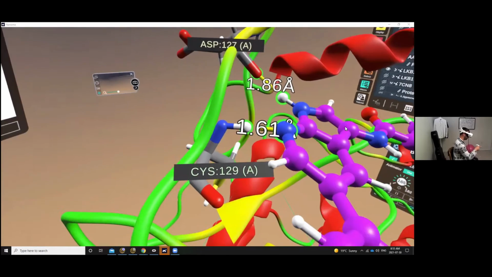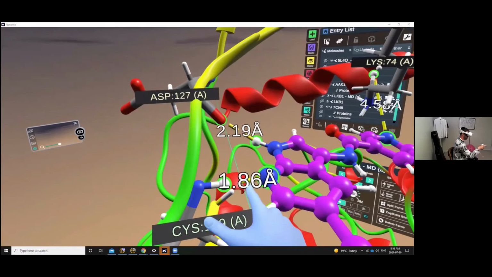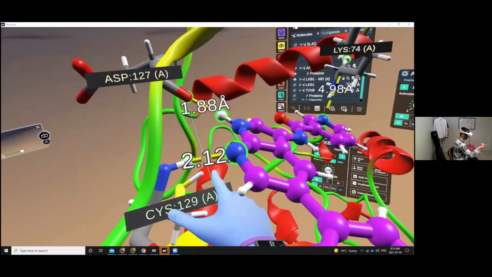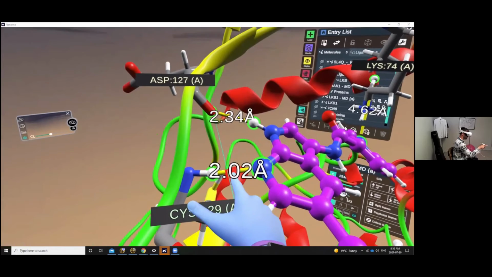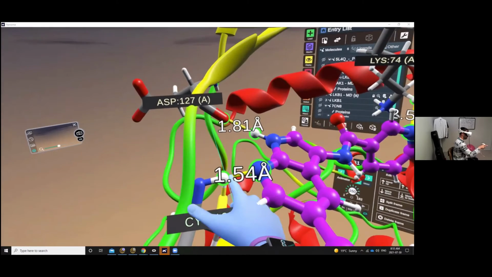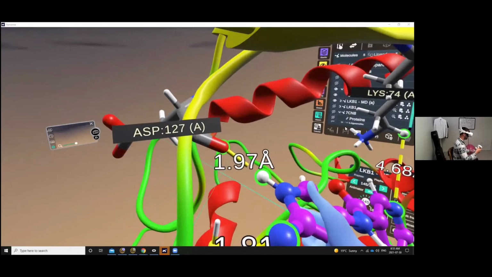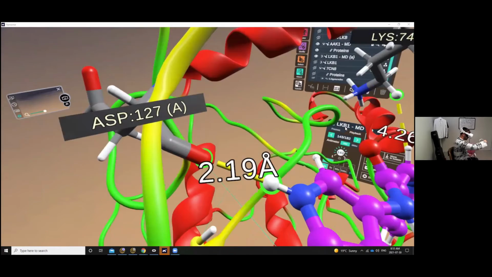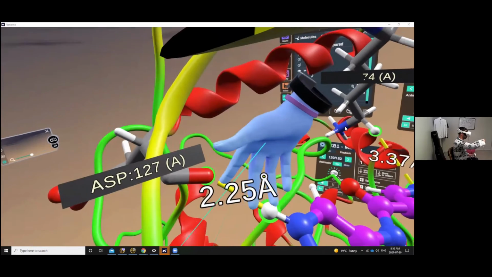Cysteine 129 was one of the hydrogen bonds that we said existed. It's hovering around an atomic distance of about 1.8 angstroms if you took an average. So we can see that this is a nice hydrogen bond that interacts with cysteine 129. If we look at aspartic acid 127, we can see the bond range in the simulation is staying around 2 angstroms.